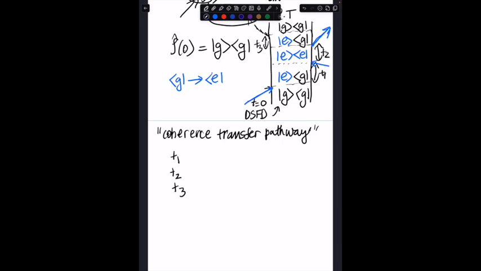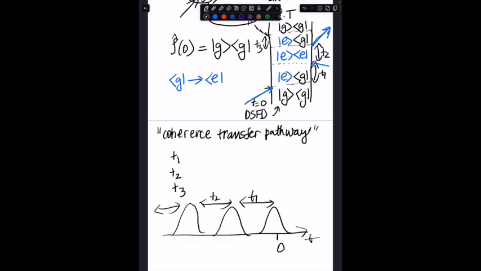So T1 is the waiting time between the first two pump pulses. If, let's say, this is time 0, and then this is your first pump pulse, and then after some arbitrary time t1 you have your second pump pulse. They're generally identical, excuse my drawing. And then after some time t2 you have your probe pulse, and then after some time t3 you have the emission of your signal field.